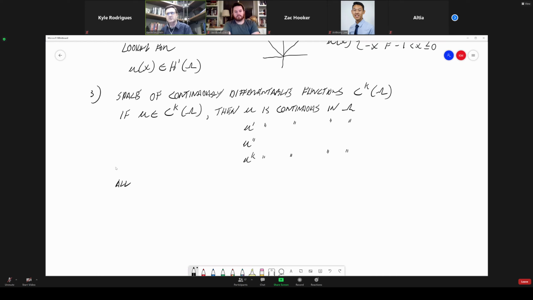So all polynomials, sine, cosine functions are in C infinity of omega, or any omega.